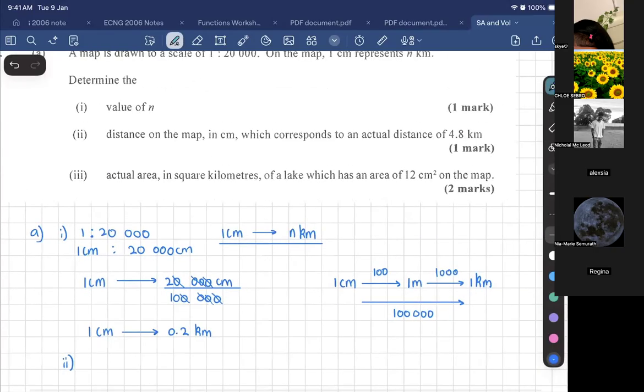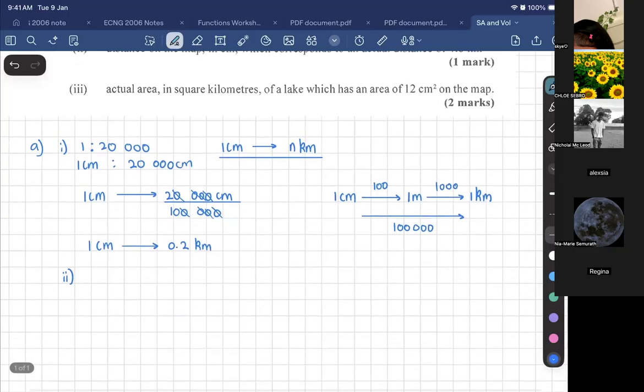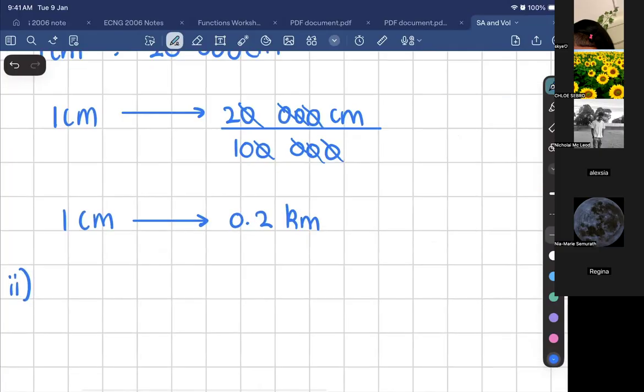Read part 2 for me. Well, actually, no. To save time, I'll just read it. They want us to determine the distance on the map in centimeters, which corresponds to an actual distance of 4.8 kilometers. No problem. So, Samir, on the map, 1 centimeter actually represents how many kilometers?